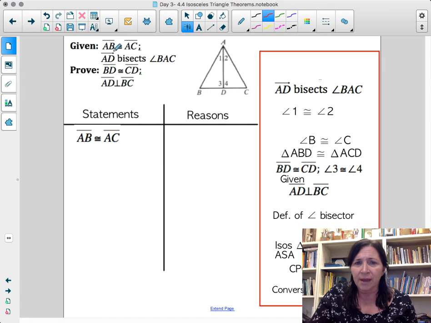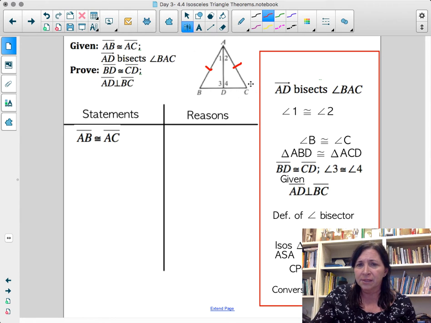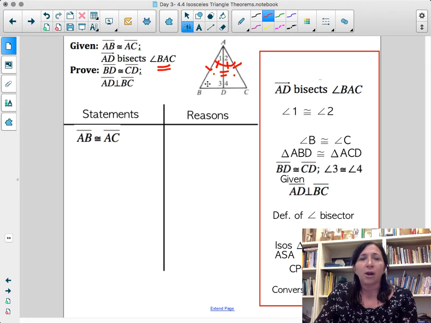So let's see what we have to get started. We know that AB is congruent to AC. We also know that AD bisects BAC. It's really important that you realize they're giving you this angle as BAC. They did not say that it bisects this angle down here. So basically by saying that AD bisects BAC, they're saying 1 is congruent to 2. We also know then that AD is congruent to itself. My two triangles will be congruent, then all the parts are congruent.